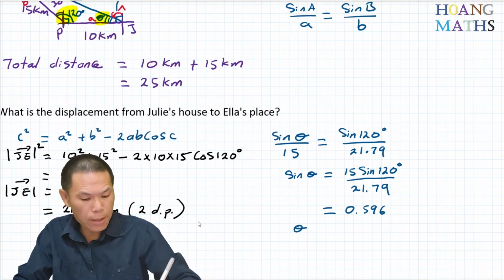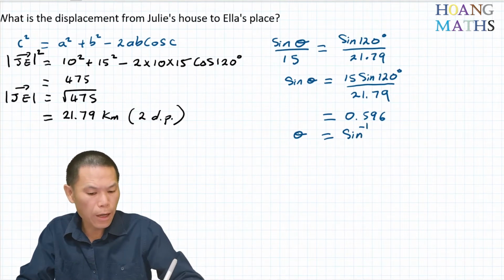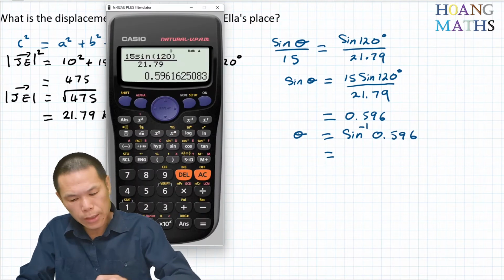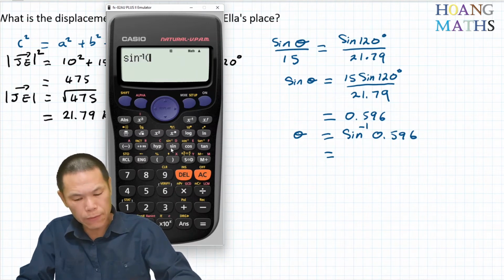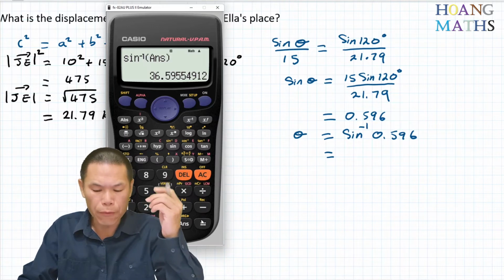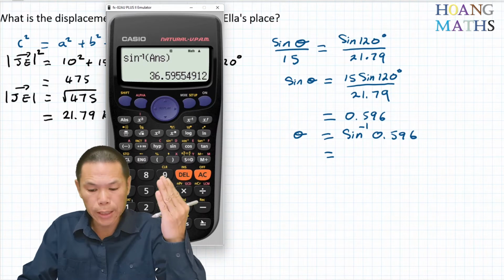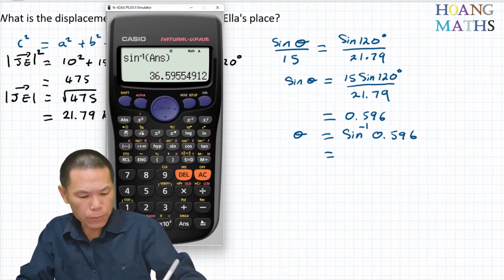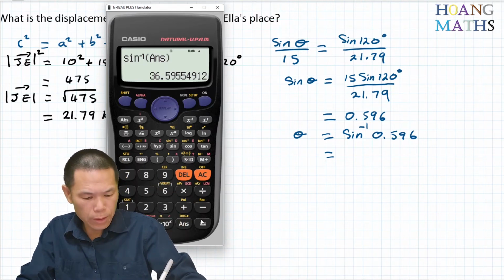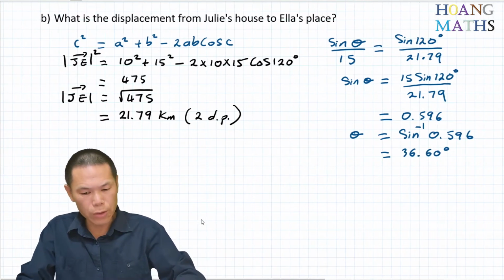And then theta must equal inverse sine of 0.596. So I just go shift sine, that is sine inverse, press the answer button. That is 36.595 and so on. So just round to 2 decimal places, so 36.60. So 36.60 degrees. Let me just write this down.